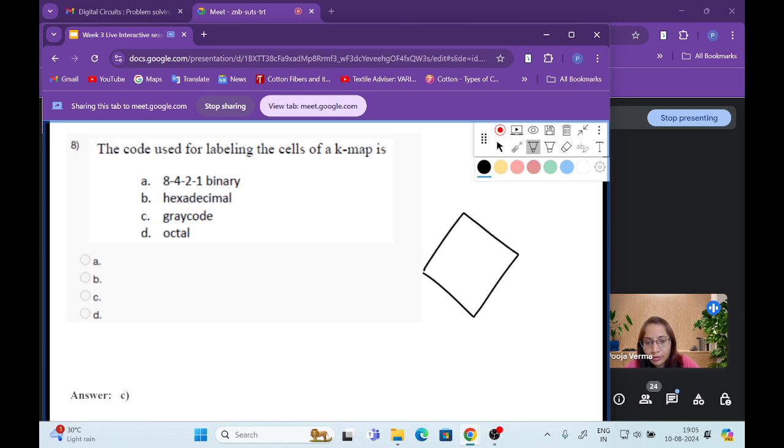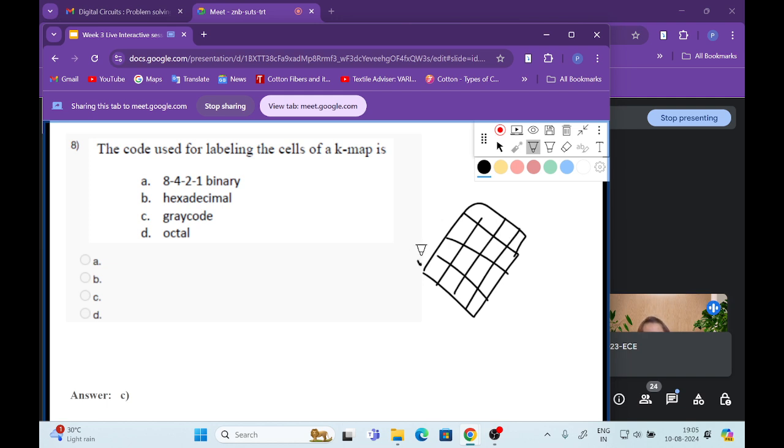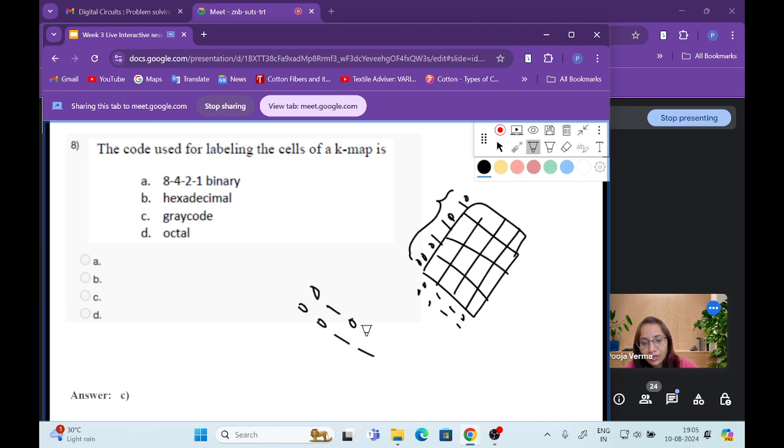So how will you find out that gray code is used for labeling? Already we know that here it is 0 0, 0 1, 1 1 and 1 0, right? Similarly here also 1 1, 1 0. So these are the gray codes. For example, 0 0, 0 1, 1 0, and 1 1. It is a binary representation, right? Already we know that. And if you change it into a gray code, how will you change it?